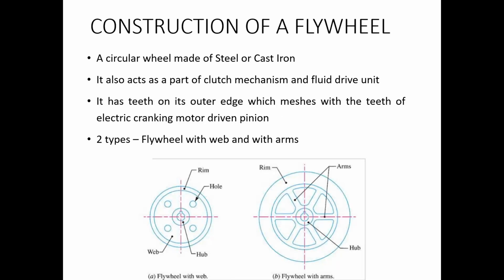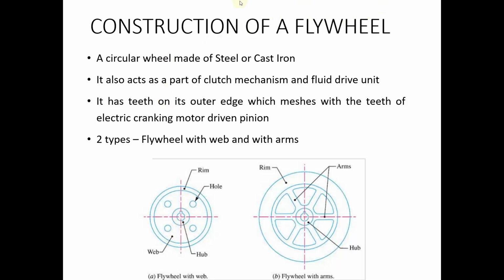Now let us see the different parts of a flywheel. Here you can see two different pictures, two different types of flywheels. One is a flywheel with a web structure. Web means it is a metallic portion. All these are metallic portions, known as the web, and this web connects the outer portion of the flywheel, known as the rim, and the central portion that is attached to the crankshaft, known as the hub. So the web is the portion which supports the rim and the hub together.